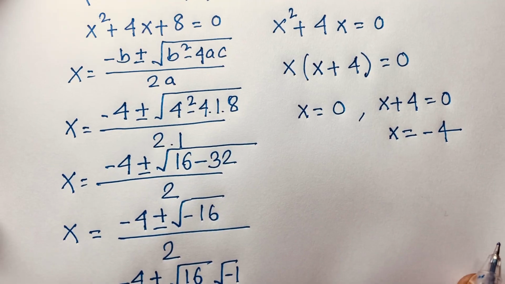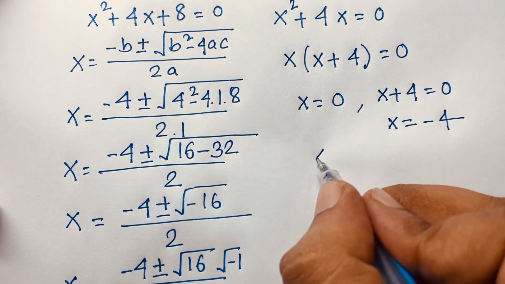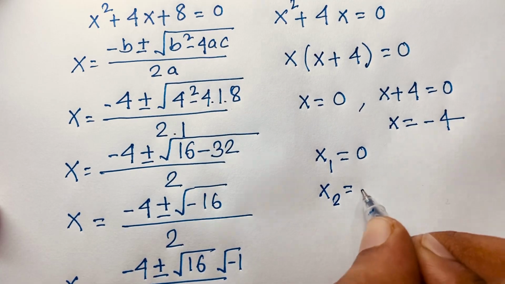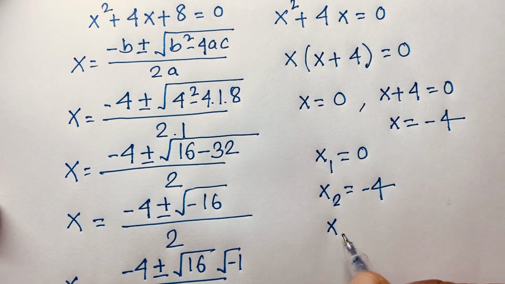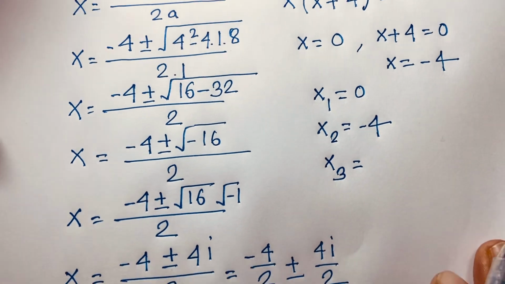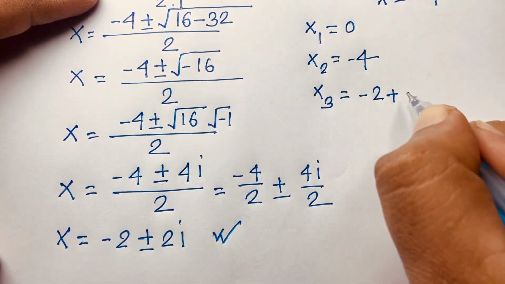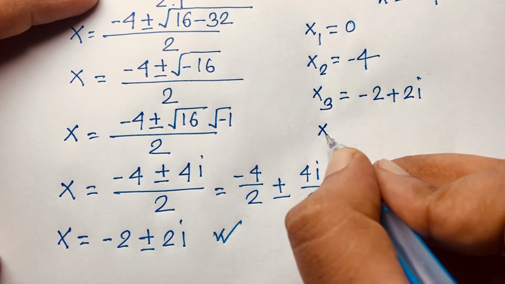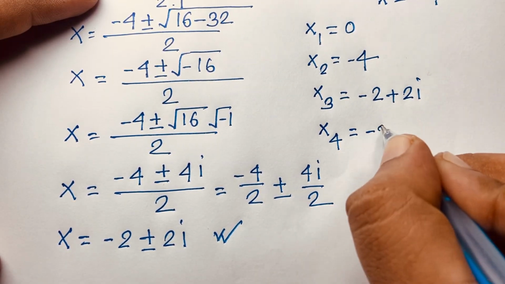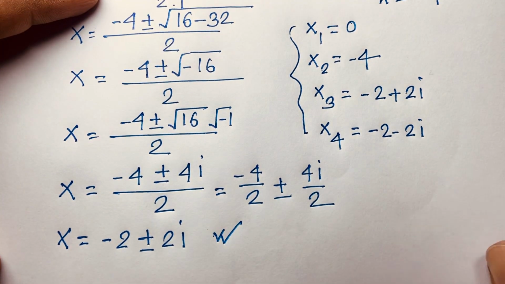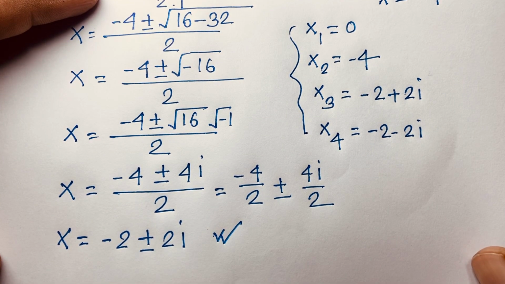Now at this moment we have found four answers. Our first answer x1 is 0, x2 is -4, and x3 is a complex solution, -2 + 2i, and x4 is -2 - 2i. These are our four solutions in this exponential maths Olympiad question.